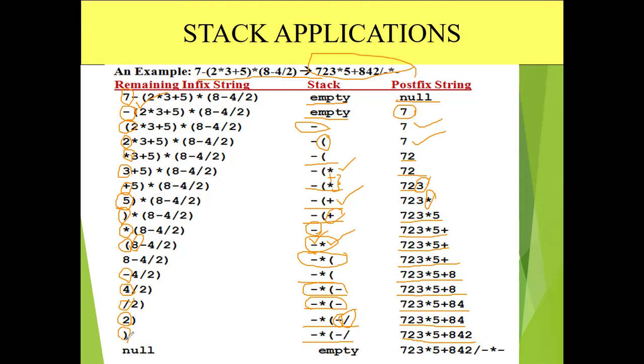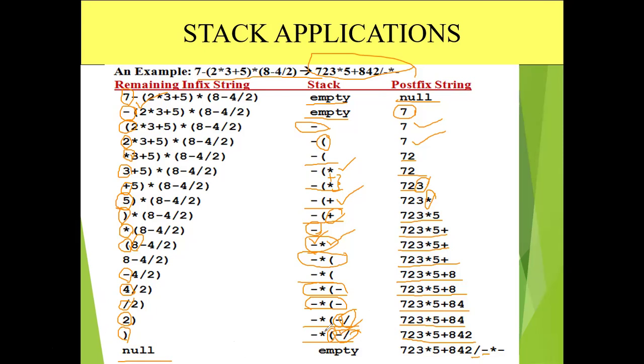Next, close parenthesis, that is right parenthesis. When the right parenthesis comes into the picture, pop all the values until we encounter the left parenthesis. So first pop the division and append it onto the output string. Then pop minus and append it onto the output string. Then pop this particular one, the left parenthesis, but we cannot place it in the output string. After this, we encounter null, which indicates there are no symbols left to scan.